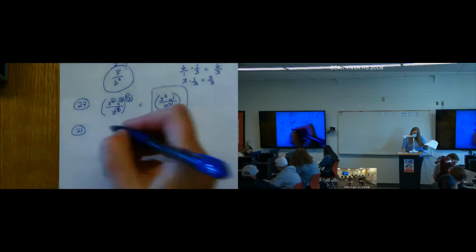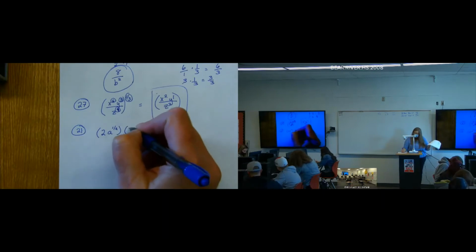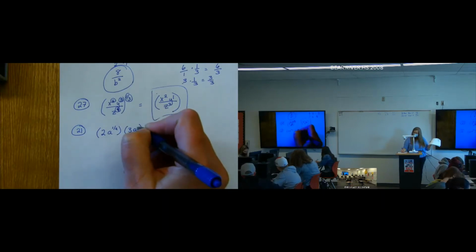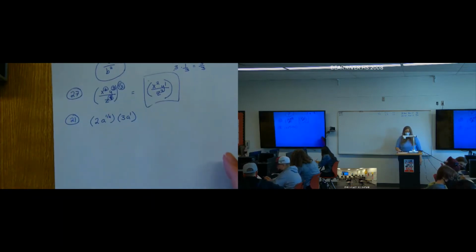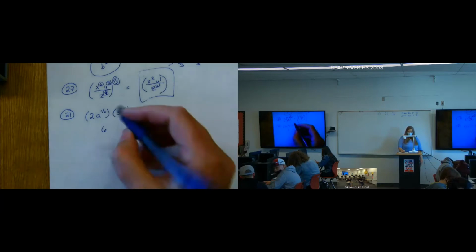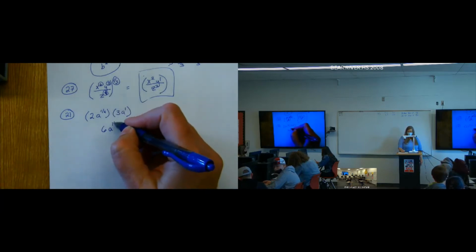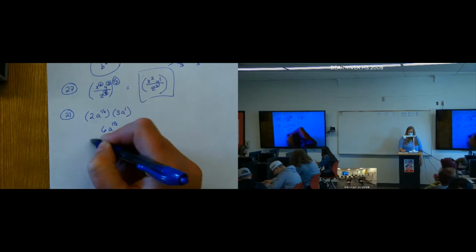Here goes. I got 2a to the 1/2 times 3a to the what power? First. Okay, so I have numbers, 2 and 3. That's just 6. What do I do with these two? I add them. Well, what's 1/2 plus 1? 1.5, which I usually would write as 3/2. There's my answer.